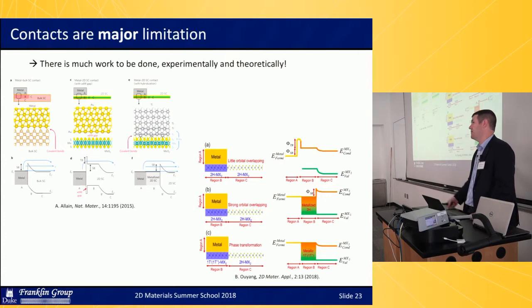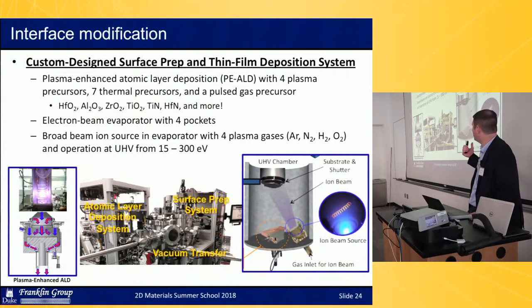So what if we promoted covalent bonds and developed what are typically called edge state or edge contact interaction between the metal and this material, and maybe contact carrier injection would be improved. So we use a system that we have in my lab, focusing mostly on the right-hand side of this cluster tool, which we call a surface prep system. It adds a thin film deposition capability, which is an electron beam evaporator, with what's called an ion beam source.